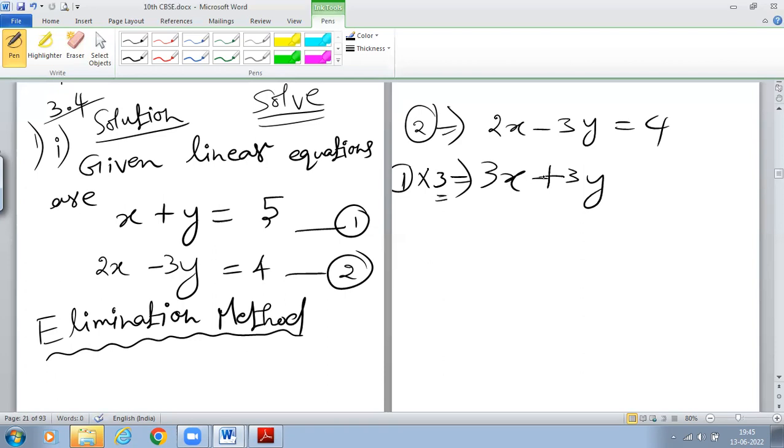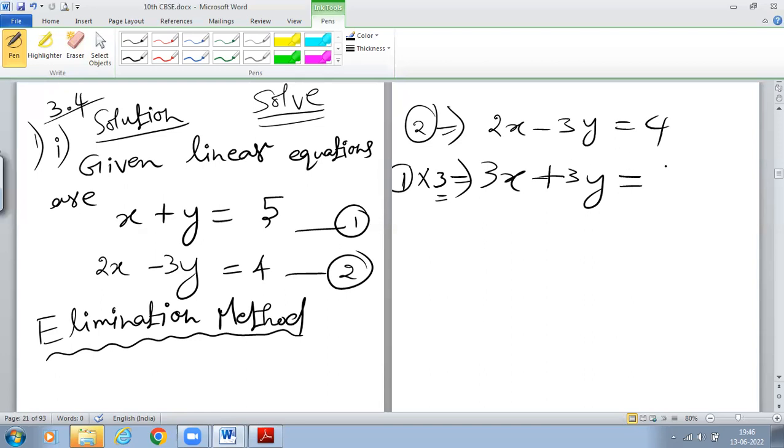Our aim is to make any variable have the same numerical coefficient. That can be y or x. Here I have chosen y, that is why I am multiplying equation number 1 with 3. Now we got 3x plus 3y, which is equal to, on the right hand side we also have to multiply. Whenever you are multiplying an equation by a constant, you have to multiply on both sides, then only will you get an equivalent equation. The numbers may change, but the equation still remains the same. There is no problem with the equality.